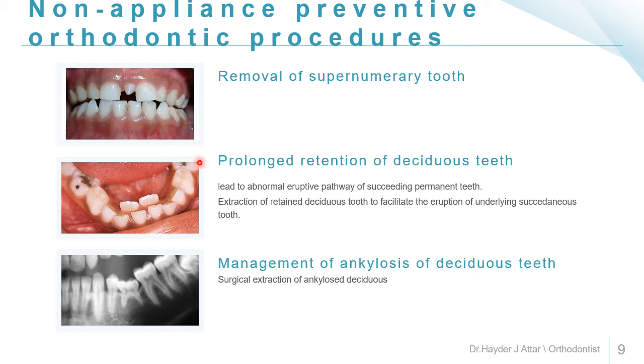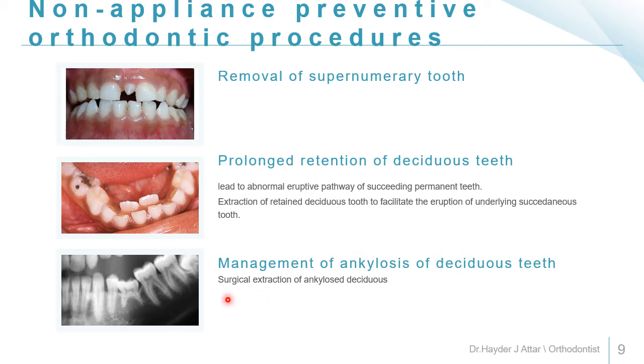The prolonged retention of deciduous teeth can be prevented by extracting the retained deciduous teeth, because the prolonged retention of deciduous teeth may lead to an abnormal eruption pathway of the succedaneous permanent teeth. In addition, ankylosed deciduous teeth are regarded as another type of prolonged retention of the deciduous teeth.